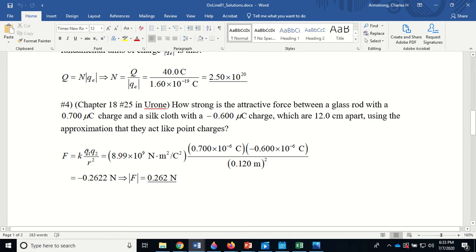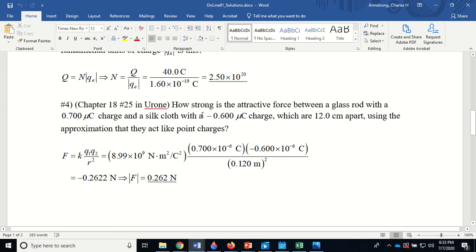Okay, but we take charge 1, that would be the 0.700 microcoulombs, or 0.700 times 10 to the minus 6 coulombs, times the charge 2, that's the minus 0.600 microcoulombs, or minus 0.600 times 10 to the minus 6 coulombs. Okay, and then divided by the distance between them squared. Well, 12 centimeters is 0.120 meters.